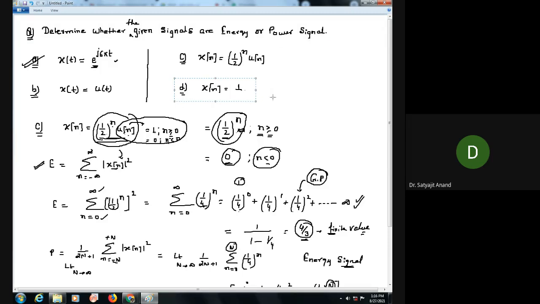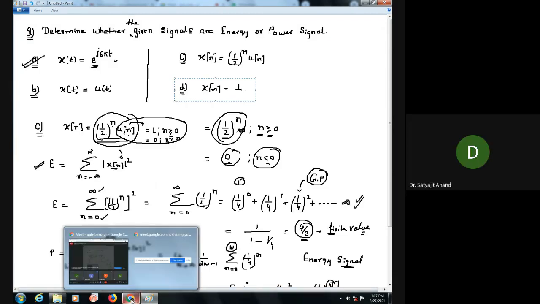And the next topic under this classification of signals will be even signal versus odd signal, or what we call symmetric versus asymmetric signal. That I will cover in the next class. So that's all for today, students. Any confusion, please let me know. No, sir. Okay.